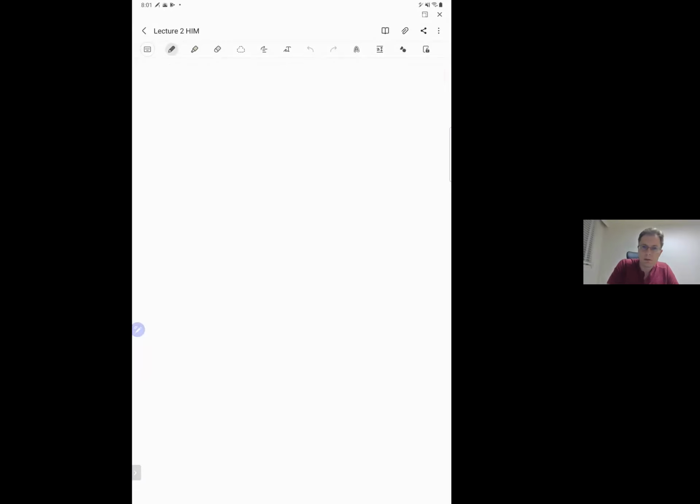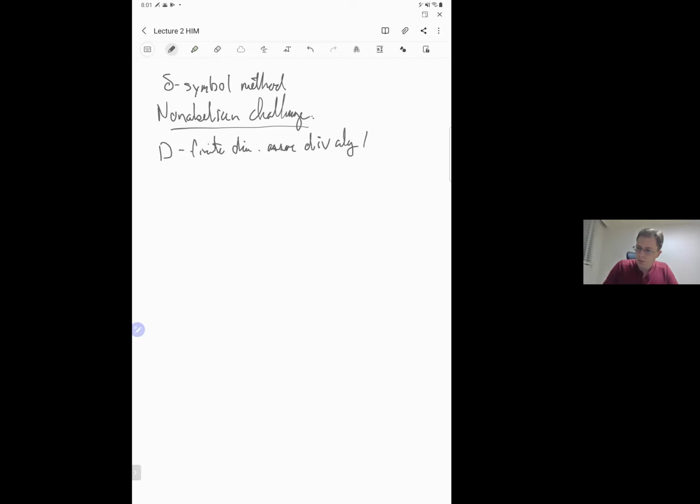Okay, I just want to finish the discussion of this delta symbol method at the beginning of this lecture with something I'll call a non-Abelian challenge. So I want to modify the setting slightly. I want to start with a finite dimensional associative division algebra over a number field F.